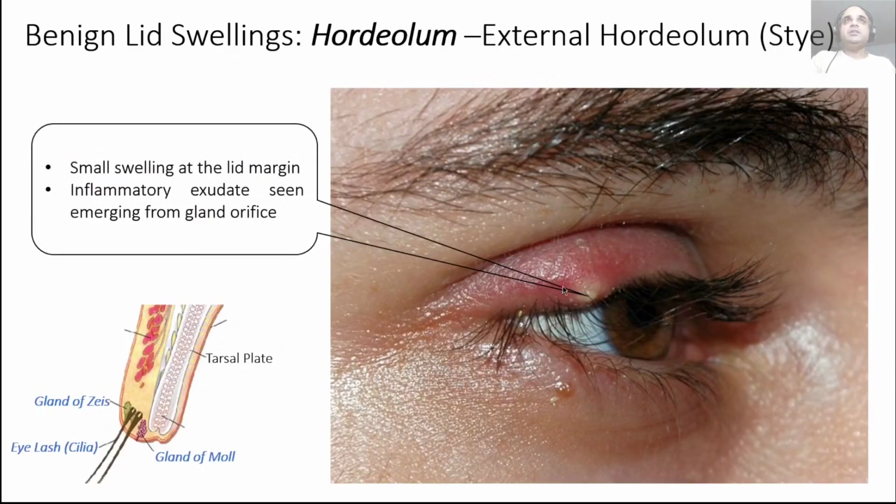This is an external hordeolum, or a stye. You can see it right here. You can even see a pus spot. And this is caused by either the gland of Zeis, the eyelash follicle itself, or a gland of Moll that causes this lesion.